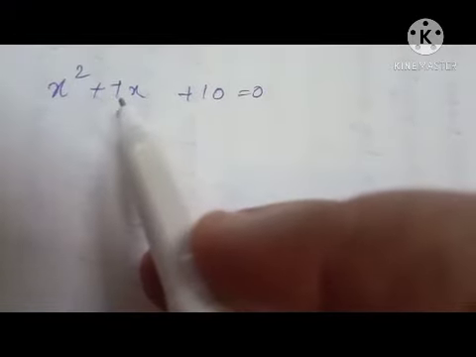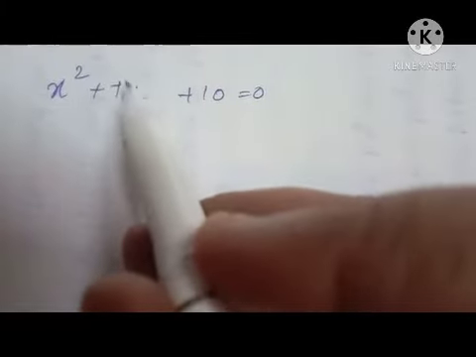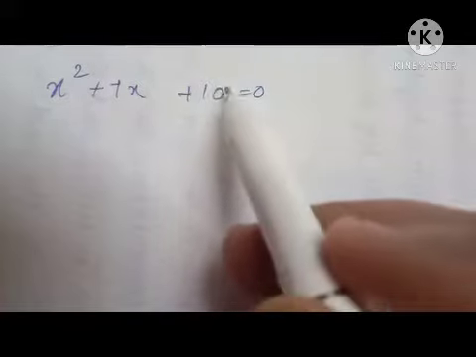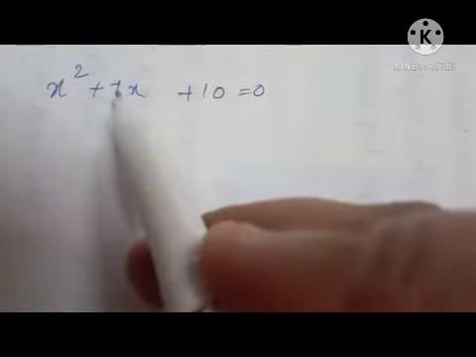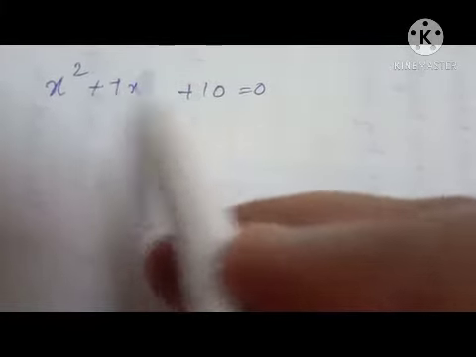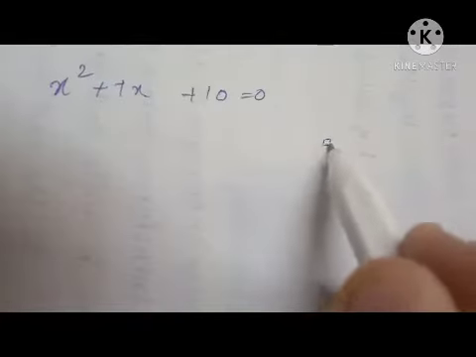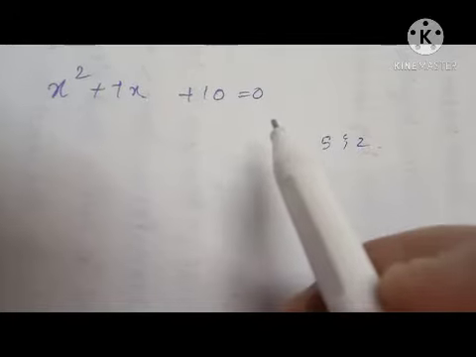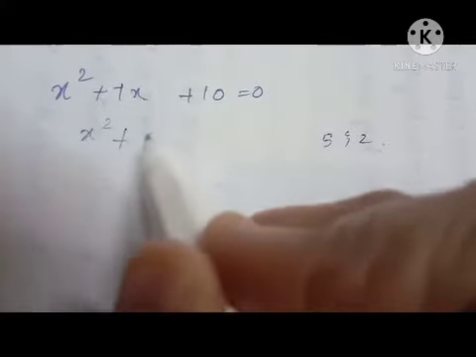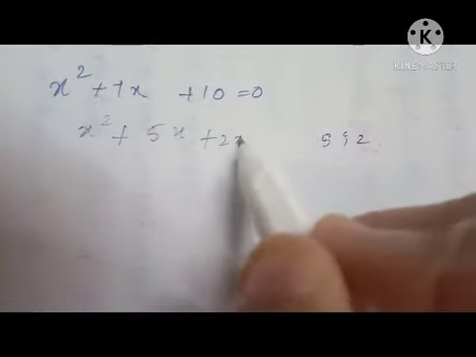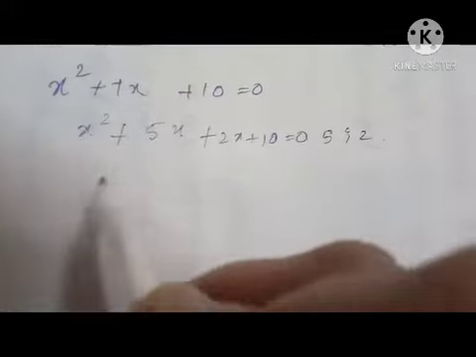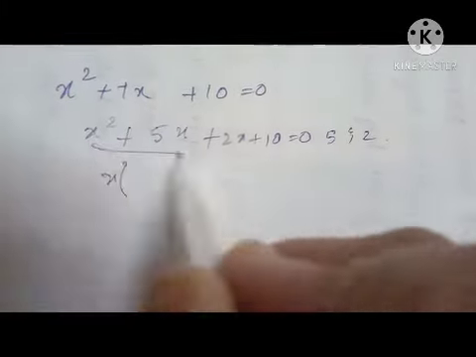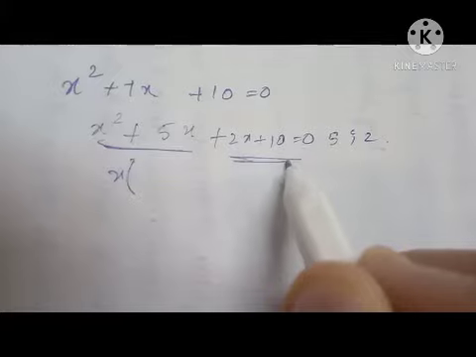Here I think it is easy to use the splitting the middle term method. Here the middle term is 7 and the product is positive 10. So the sum is 7, the product is 10. Which two numbers? 5 and 2. You should find them easily because it is only a 1 mark question, so no need to write all the steps. So x square plus 5x plus 2x plus 10 equals 0. Then we can group these together.